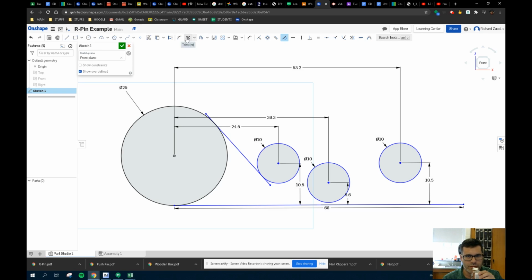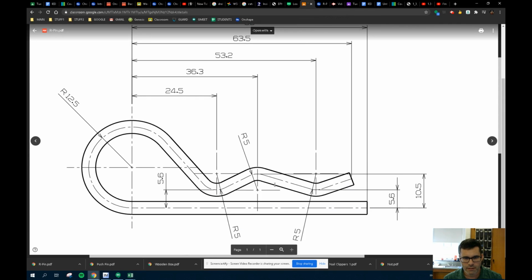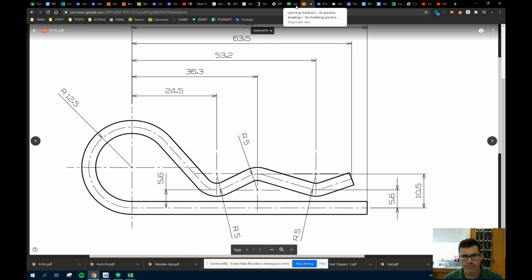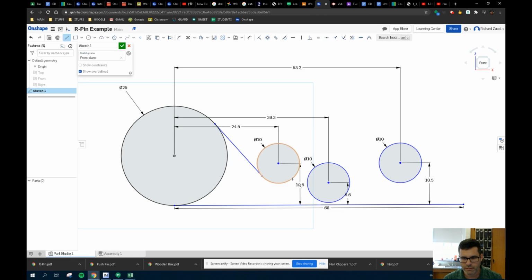Where's the trim on this one? Trim. Trim this and trim this. Okay, and we want another line that is going tangent to there to there. This might be right. I think this is right.